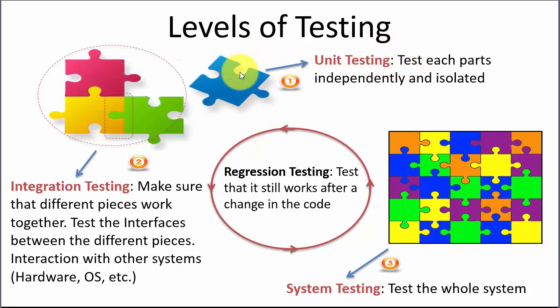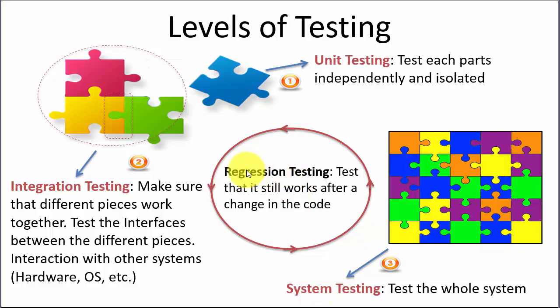So unit testing is about testing each piece independently and isolated. And then integration testing, the next level, is to make sure the different pieces work together and to test the interfaces between the different pieces. And then we need to test the whole system as a whole system, and this is called system testing.